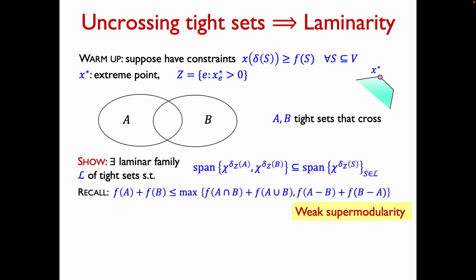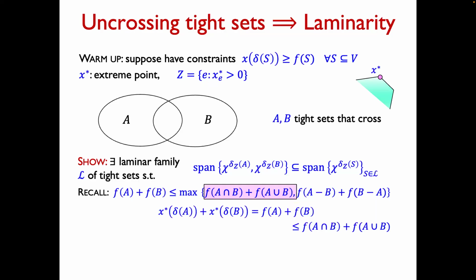Right, so the function value of A plus the function value of B is at most the function values of the intersection and the union, or the set differences. All right, so how can we exploit this? Let's say it's this portion of the inequality that holds. So then I can write down this inequality. So A and B are tight sets, so that's why I have this equality, and then I'm using that inequality there.